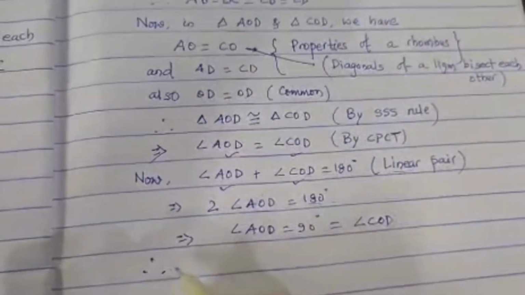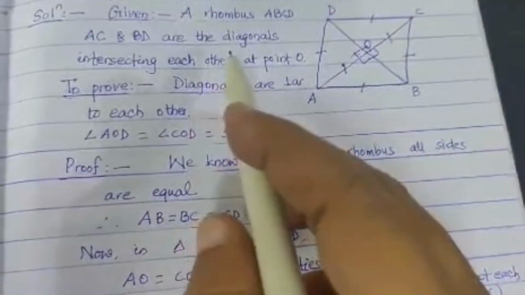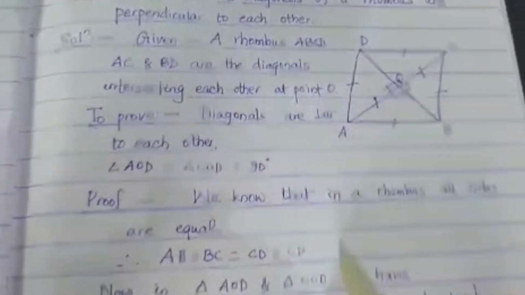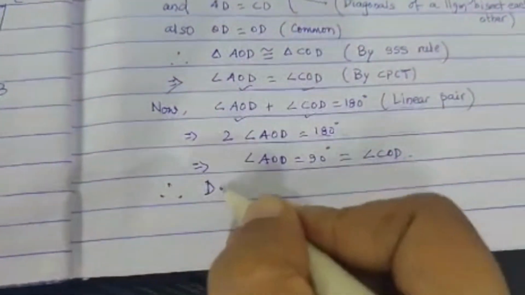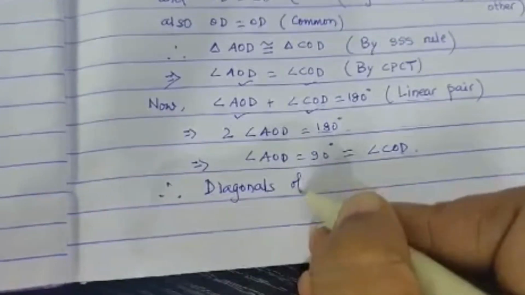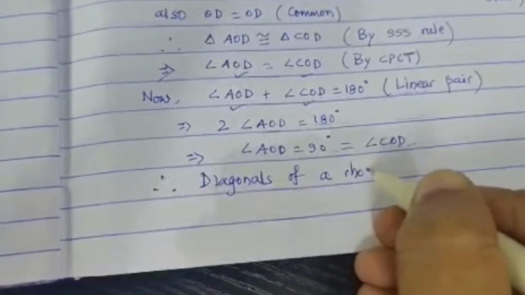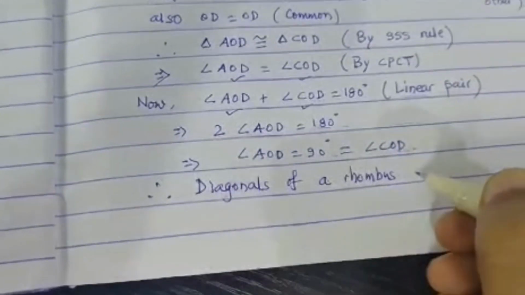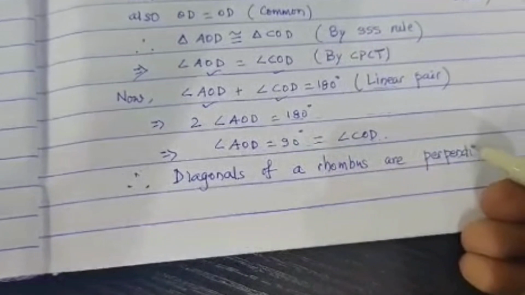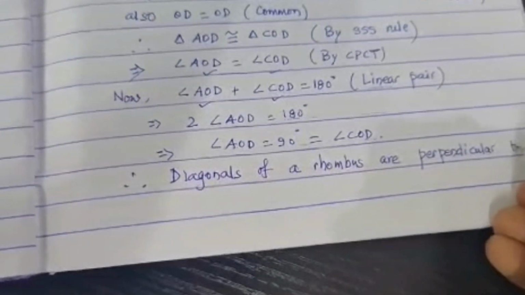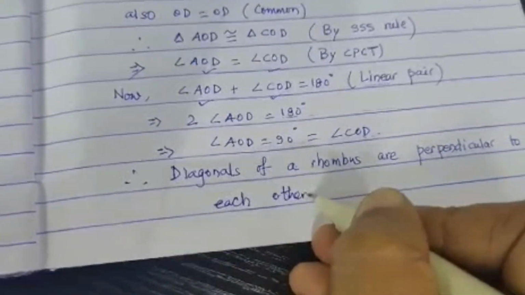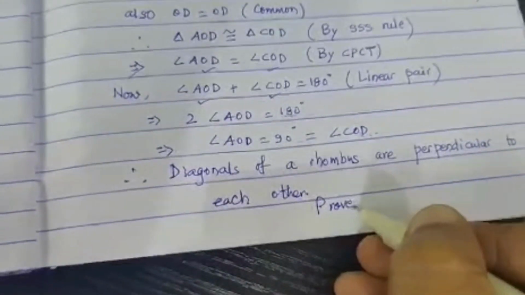Therefore, we can say that diagonals of a rhombus are perpendicular to each other. Therefore, diagonals of a rhombus are perpendicular to each other. This is proved.